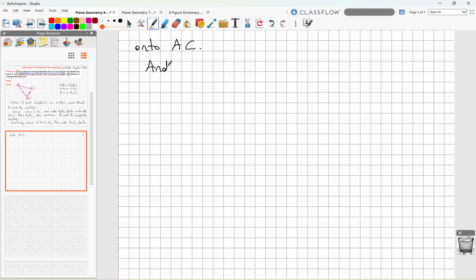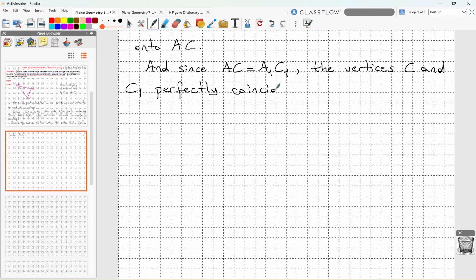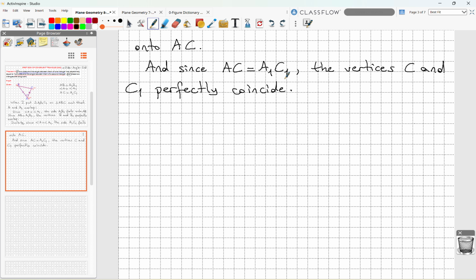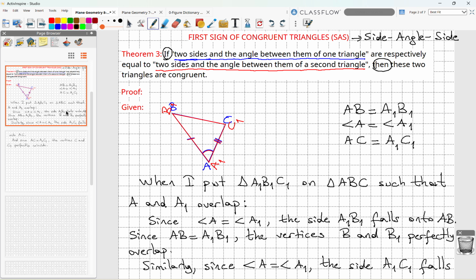And since the length of AC is equal to the length of A1C1, the vertices C and C1 perfectly coincide or overlap. I wrote overlap here, I wrote coincide here. Doesn't matter. They mean the same thing, right?